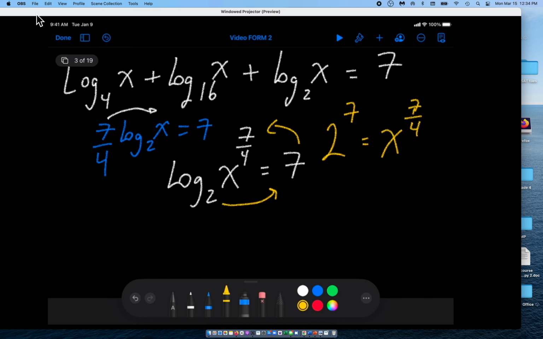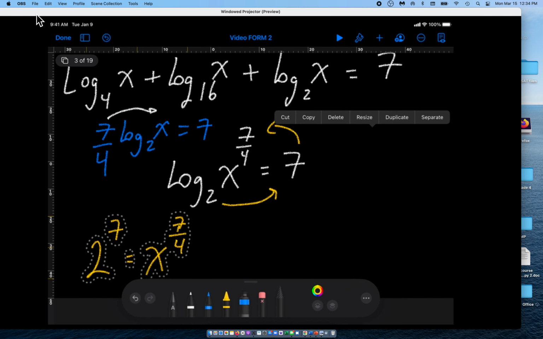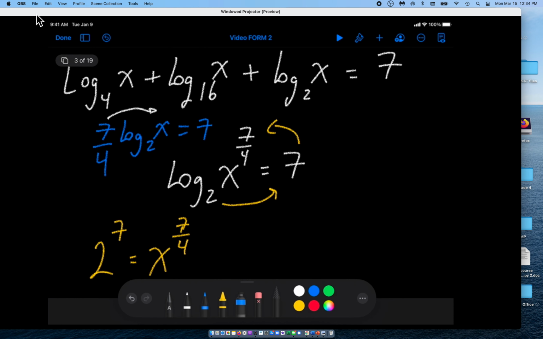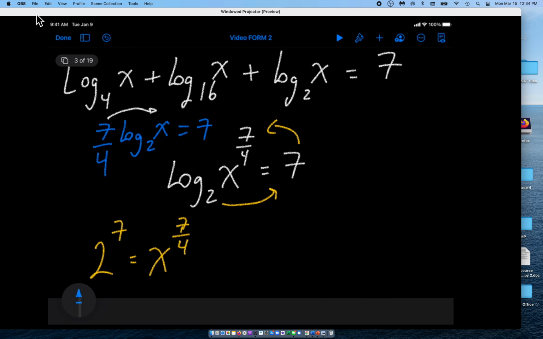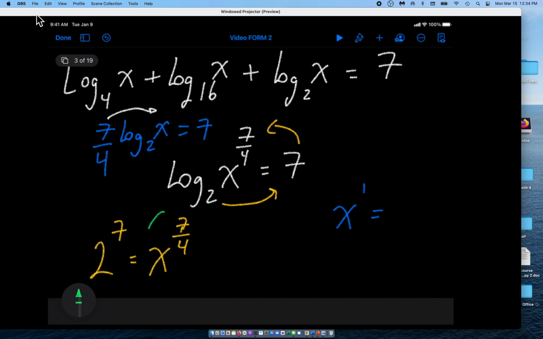Now, in any equation, in any problem that we do in math, our goal is to try to get x by itself. Our goal is to try to solve for x. When we solve for x, that means we have x to the first power equals something. How would we get this to equal x to the first power? Well, the answer would be to raise that side of the equation to the reciprocal of what you see there. So what we're going to do is raise this to the 4/7.